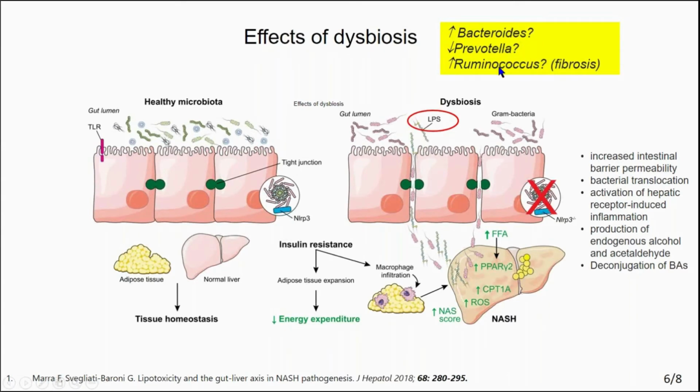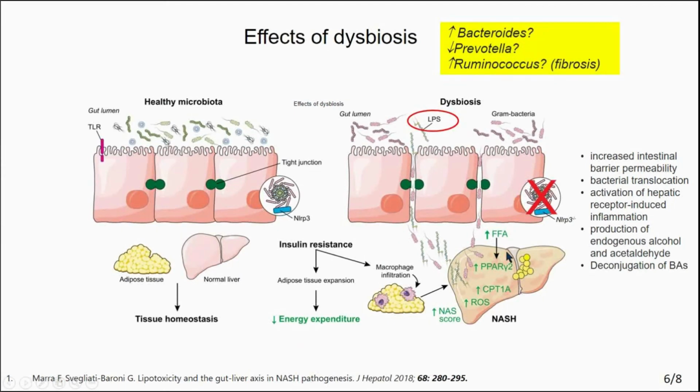Studies are emerging. Dysbiosis in the small or large intestine, increased production of lipopolysaccharides, increased permeability of the intestine with translocation of bacteria or their products towards the liver, production of considerable amounts of endogenous alcohol or acetaldehyde at the local level, and further deconjugation of bile acids into secondary toxic bile acids, are all factors acting on an already metabolically ill liver.